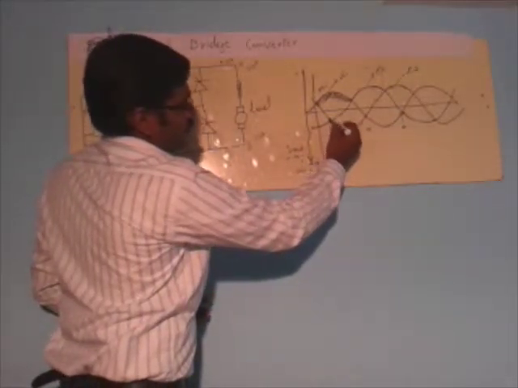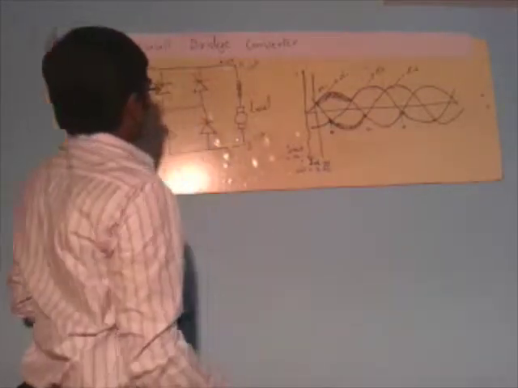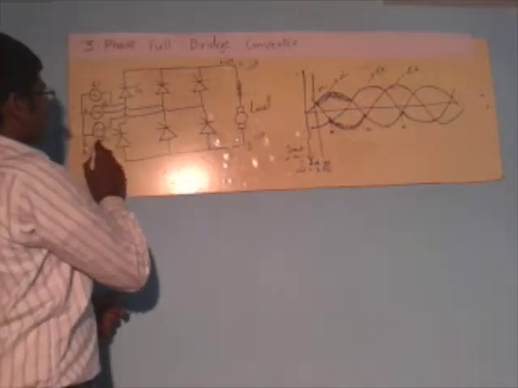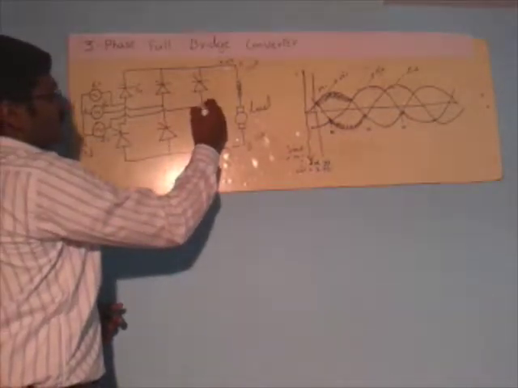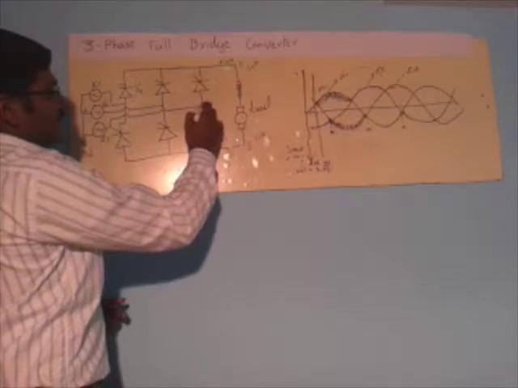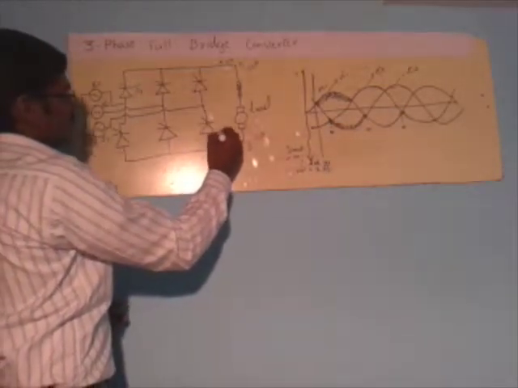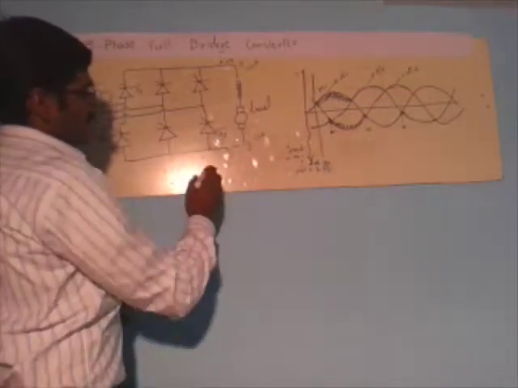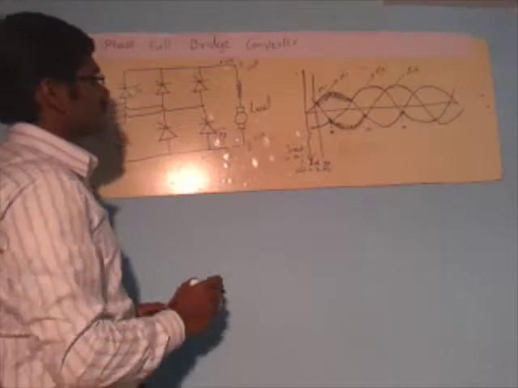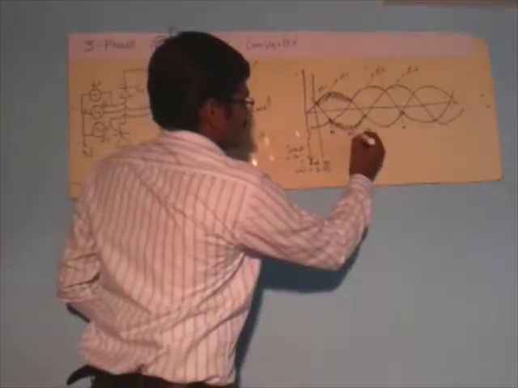So during this period, E3 is here. This will go to this point. Negative half cycle of the input means this is T2. T2 will forward bias and it will conduct. That is mode 2 operation. You can say mode 2 operation.